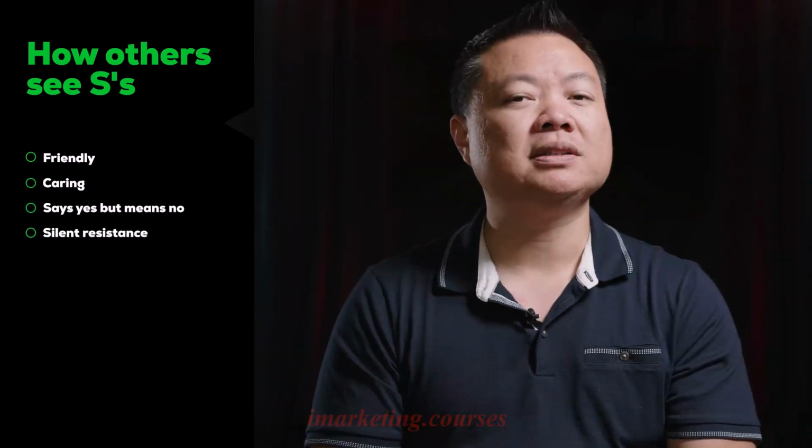Well, what if you're a D, I, or C? How would you see an S? Well, generally, they also like the S's. Pleasant, friendly, caring. Sometimes says yes when they really mean no, and they could be part of the silent resistance.